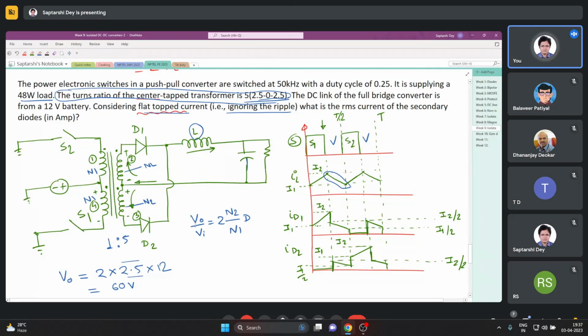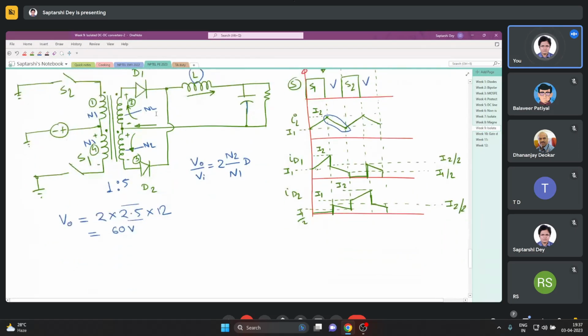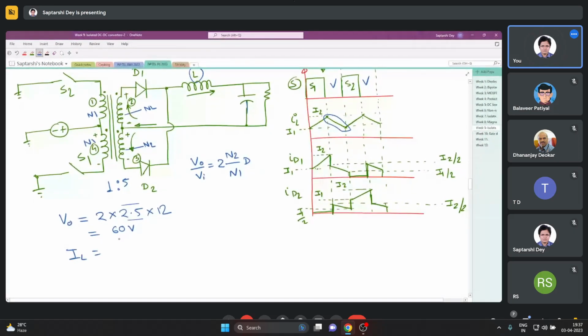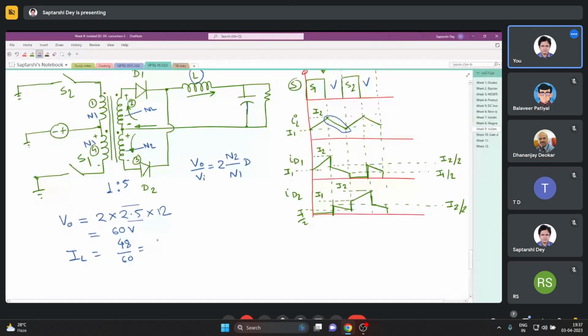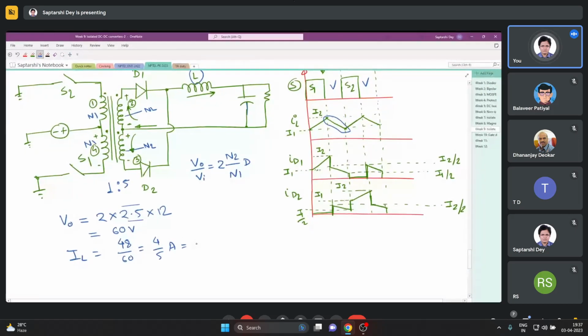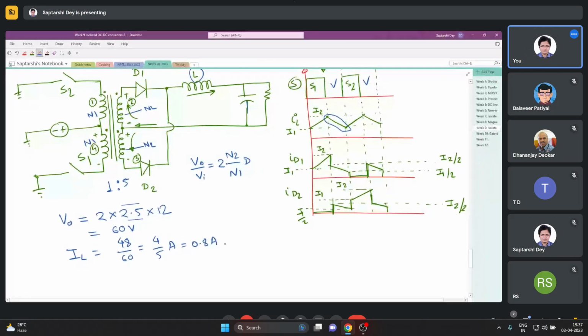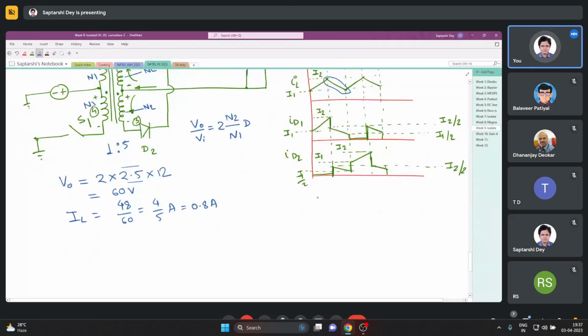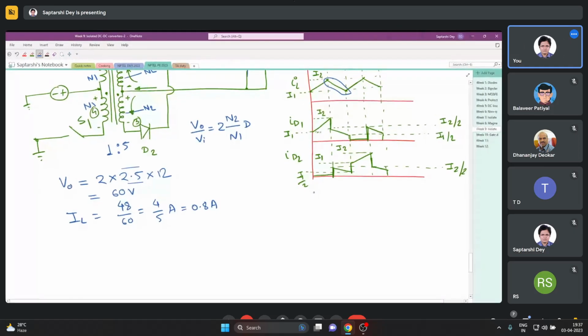Okay, so it is 60 volt, and 60 volt it is supplying some 48 watt load. So what is the load current IL? 48 by 60, 4 by 5 ampere, which is 0.8 ampere. Now, if my inductor current is 0.8 ampere and it is flat topped, what is happening? What should be my diode current?